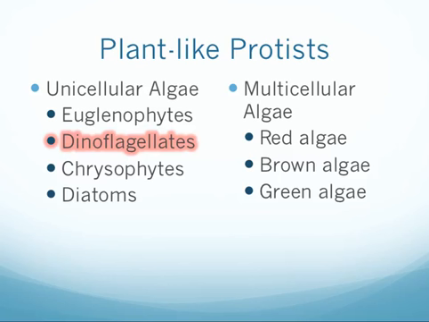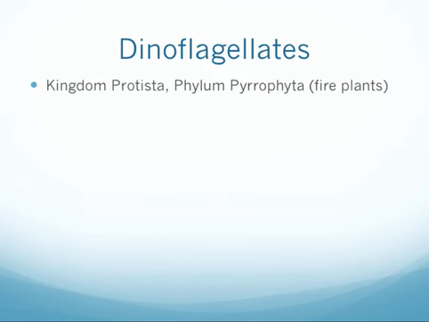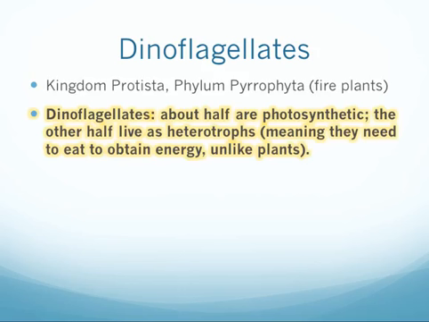The next group of plant-like protists is dinoflagellates. They're in kingdom Protista, phylum Pyrophyta, which literally means fire plants. They are about half photosynthetic, and the other half of dinoflagellates live as heterotrophs, meaning they need to eat to obtain energy. So that is definitely unlike plants. Plants are autotrophs, meaning they make their own food using the sunlight. So half dinoflagellates are photosynthetic and the other half are heterotrophic.